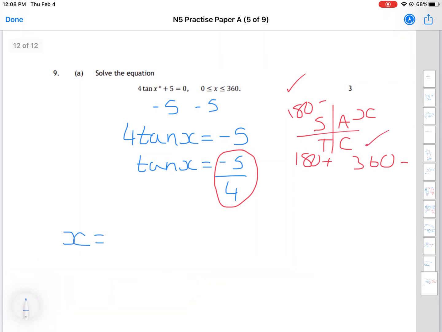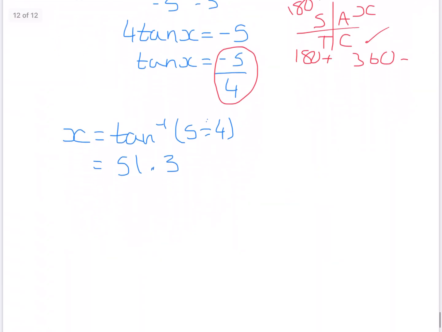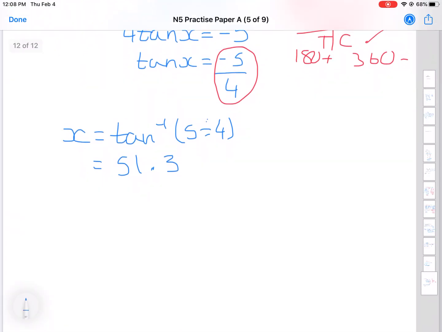So we find our one value of x by doing tan negative 1 of 5 divided by 4. We need to make sure that we don't put the negative in the calculator, otherwise our calculations will be off a little later on. So that equals 51.3 to 1 decimal place. And we've got to perform the two calculations. So the first one was 180 minus 51.3, and the second one was 360 minus 51.3. That should be a 3 in there, not a 1.